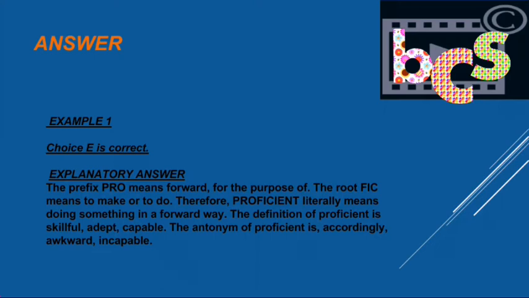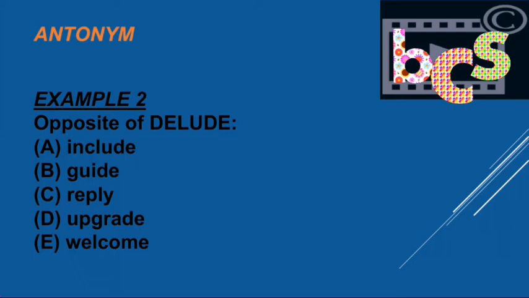The antonym of proficient is, accordingly, awkward, incapable. Example 2. What is the opposite of delude? Choice A. Include. Choice B. Guide. Choice C. Reply. Choice D. Upgrade. Choice E. Welcome.